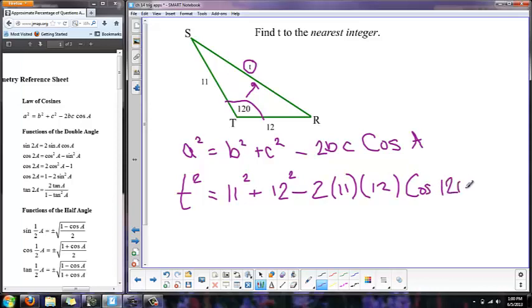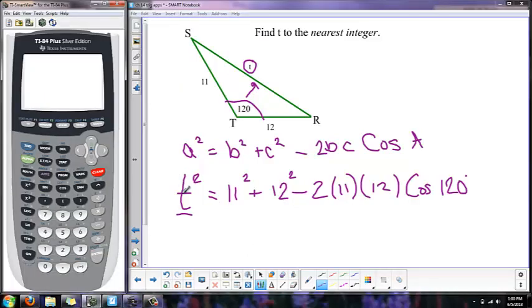Okay? Now, there's two different things that we can do with this equation, right? We can find a missing side, or we could find a missing angle. In this case, we were finding a missing side. And that is actually awesome because t squared is equal to this whole thing. So you know what we're going to do? We're going to type this whole thing into our calculator and let the calculator do the work for us.